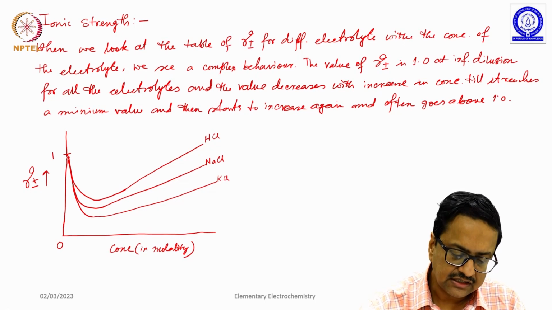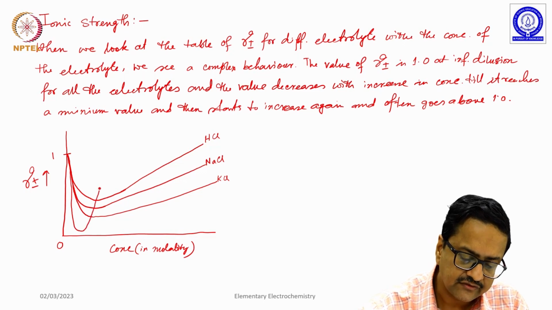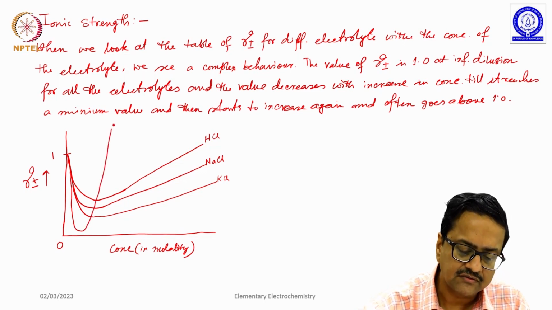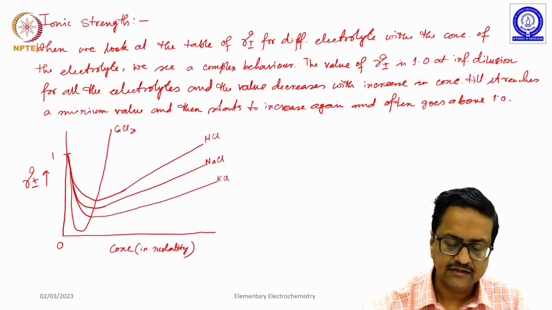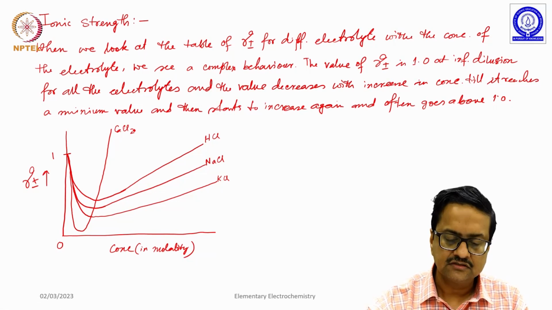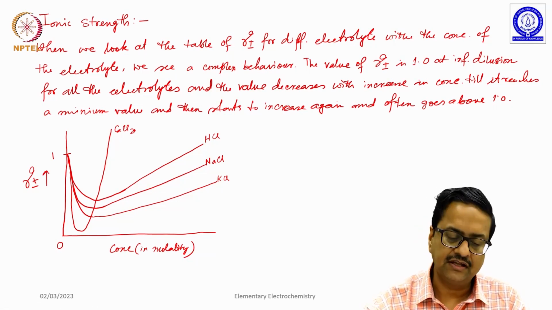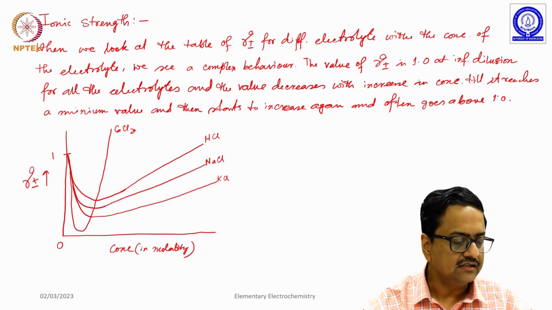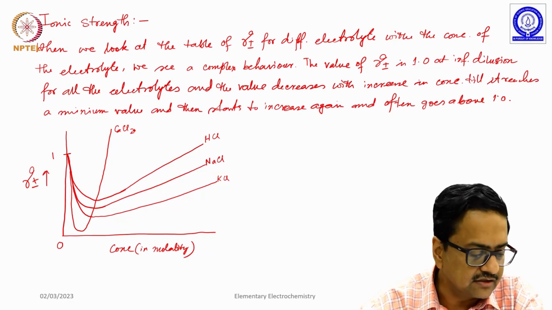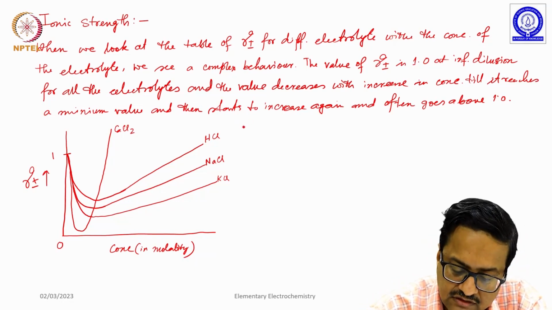And we see a peculiar behavior for calcium chloride, which goes further down and increases sharply and goes high above 1 even at a very low concentration. So, this indicates something about the dependence of gamma plus minus on the nature of the cation, or specifically the charge of that cation.